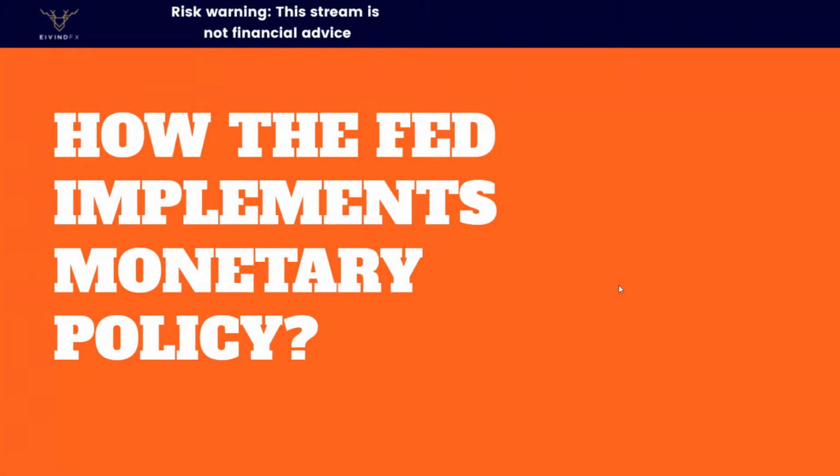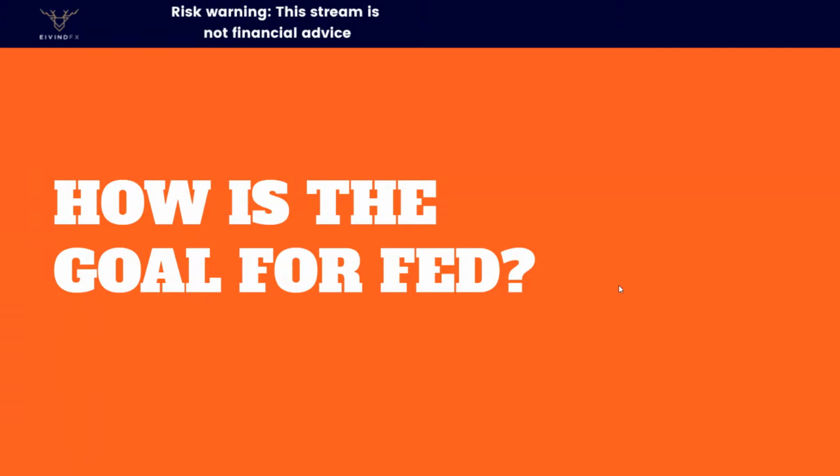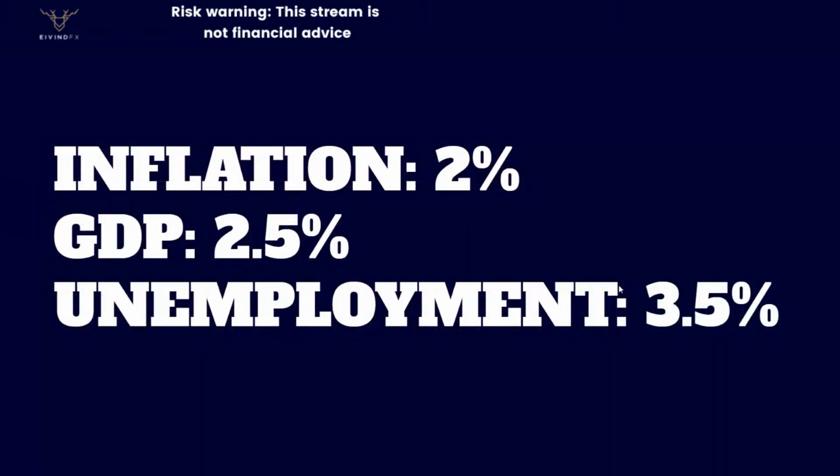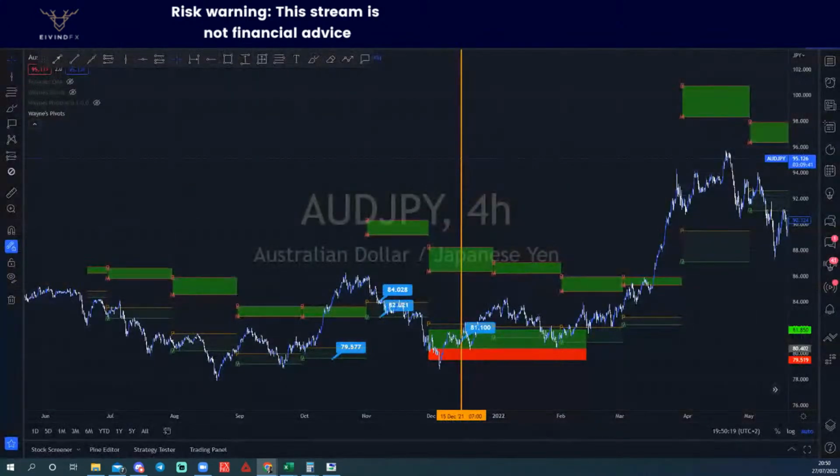How does the Fed implement monetary policy? By lowering and raising interest, the Fed's funds rate, and the bond purchases and deposits. What is the goal for the Fed? 2% inflation, 2.5% for GDP, and unemployment rate around, give or take, 3.5.